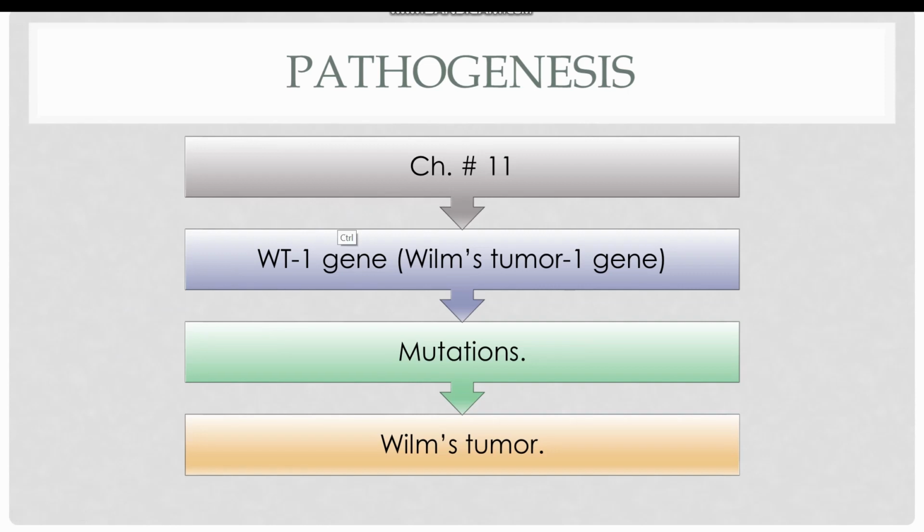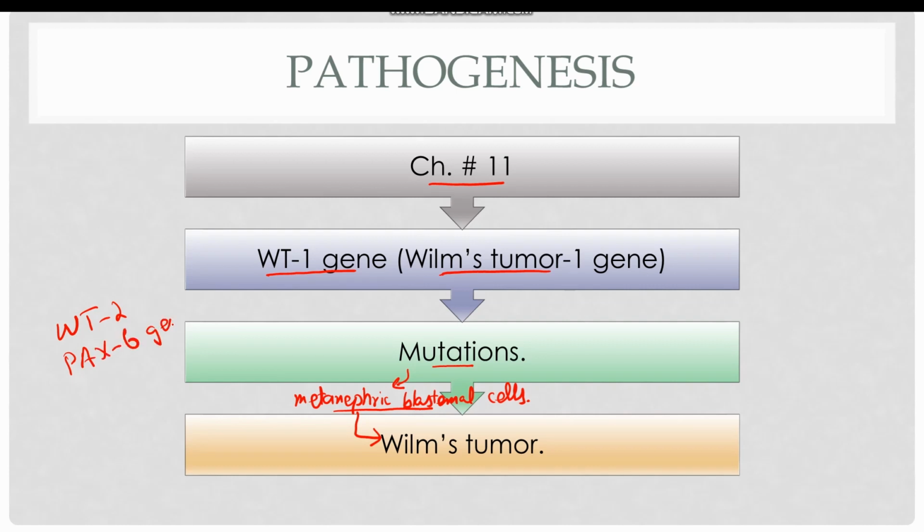So the pathogenesis involves a mutation of a gene known as the WT1 gene, or Wilm's tumor 1 gene, which is situated on chromosome 11. A mutation in the Wilm's tumor 1 gene results in the proliferation of metanephric blastemal cells, resulting in the formation of Wilm's tumor. Other genes involved in Wilm's tumor also include the Wilm's tumor 2 gene along with the PAX6 gene.